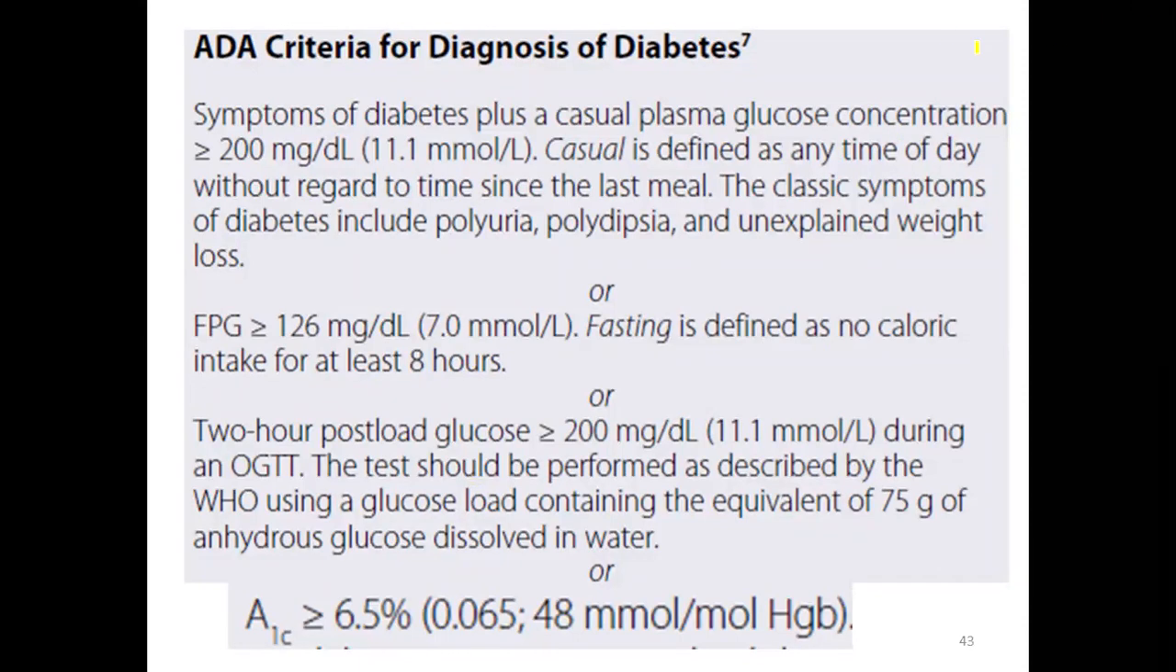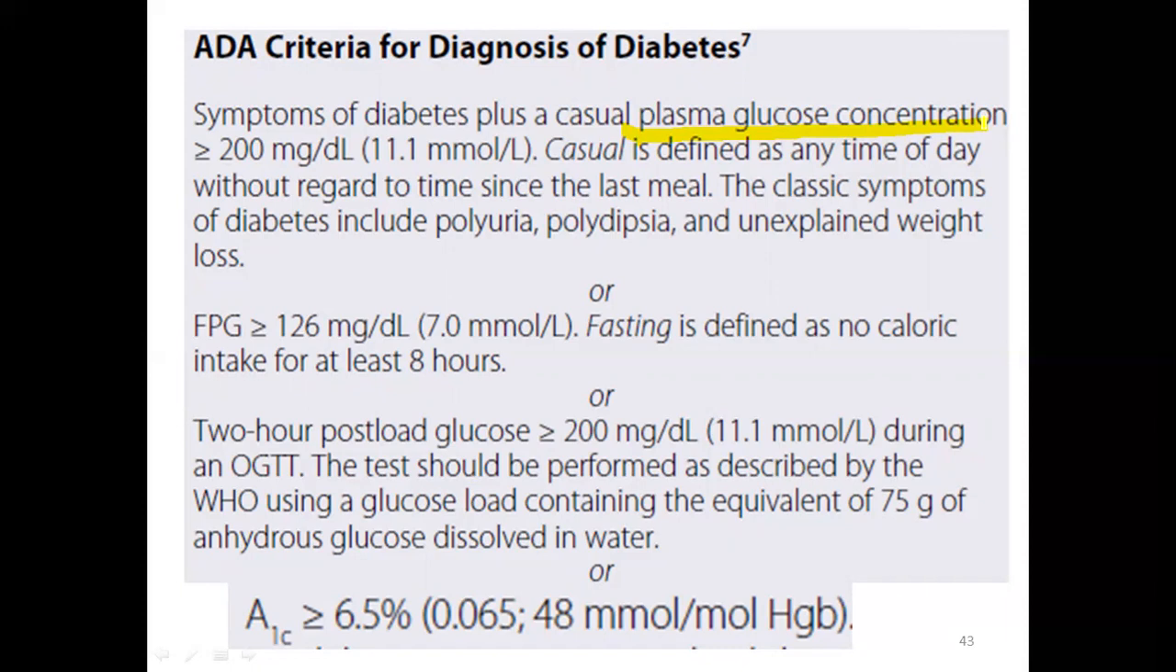So what are the diagnostic criteria? Now, after screening, let us look at the diagnostic criteria of the American Diabetes Association. Even WHO has the same diagnostic criteria. The current ADA diagnostic criteria: the patient is supposed to be symptomatic of DM, with the polysymptoms: polyuria, polyphagia, and polydipsia, plus a casual plasma glucose concentration. Remember, casual plasma glucose concentration means random blood sugar level. For example, regardless of the timing of the meal, if I take the blood sample, we call it random blood sugar level.